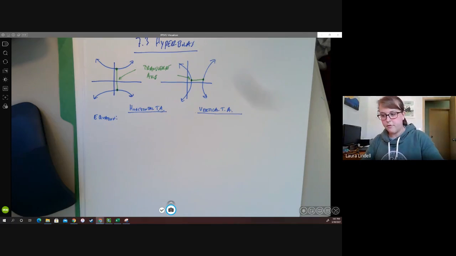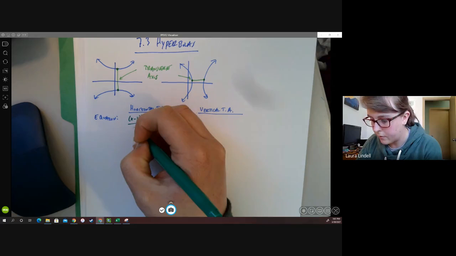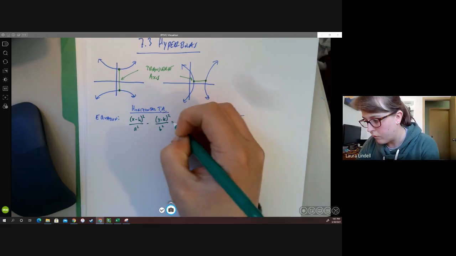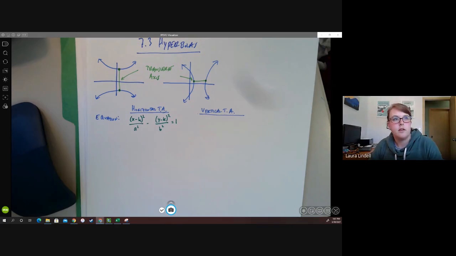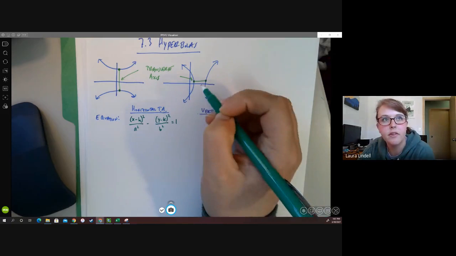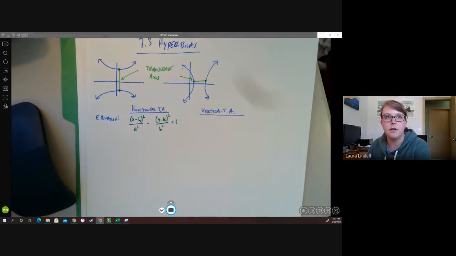So the general equation for a horizontal transverse axis is (x minus h) squared over a squared minus (y minus k) squared over b squared equals 1. And that correlates with this picture. I didn't do that very well. This would be our horizontal transverse axis, this would be the vertical one, so really these two should be switched, but oh well. We know what vertical and horizontal mean, so hopefully we won't let them mess us up. But there we go. So that's the equation given a horizontal one.